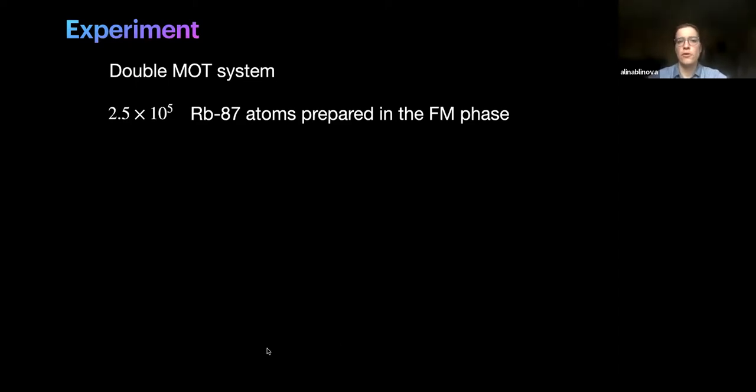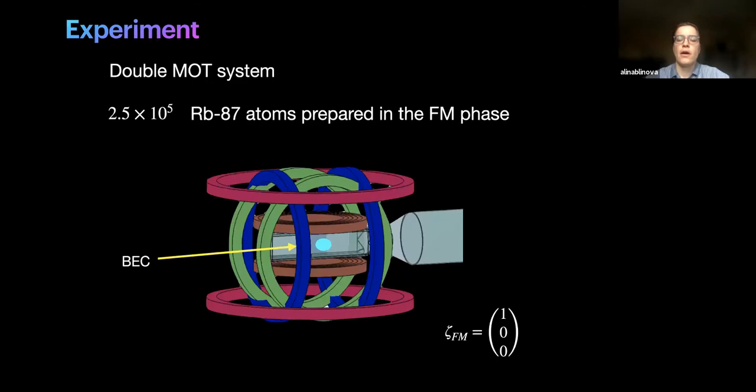We load about 2.5 times 10 to the 5 rubidium-87 atoms, which we can prepare in any state, but in this experiment that I'm describing, we start with a ferromagnetic phase. The way we do our magic is made possible with 4 sets of magnetic coils, which generate a quadrupole field, along with an offset field, which moves the quadrupole field in any desired direction.